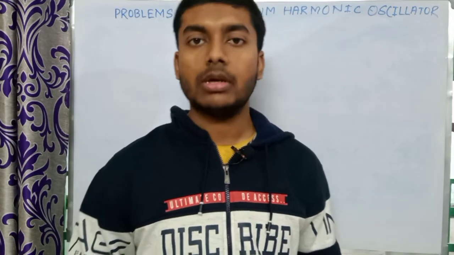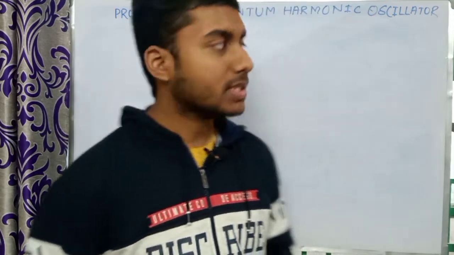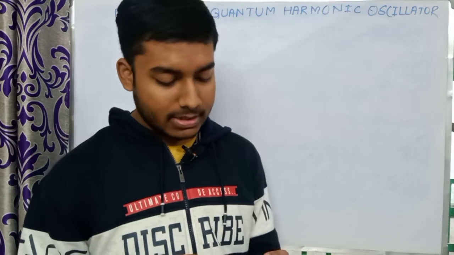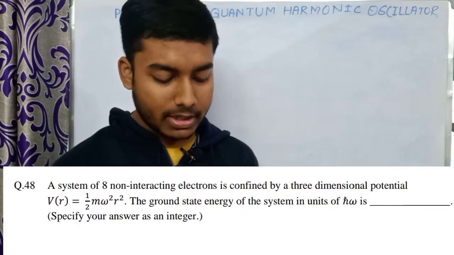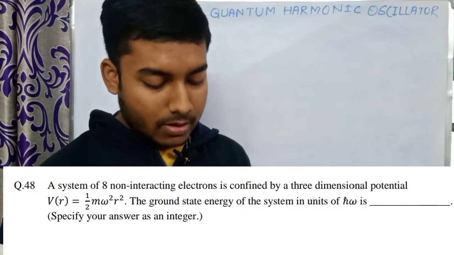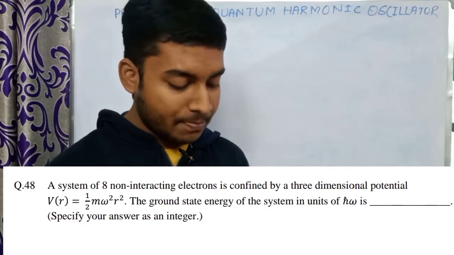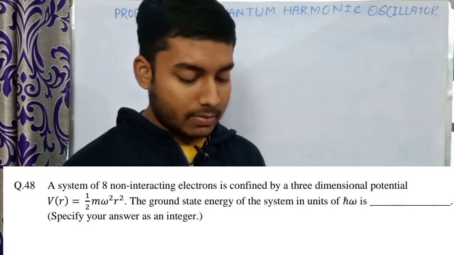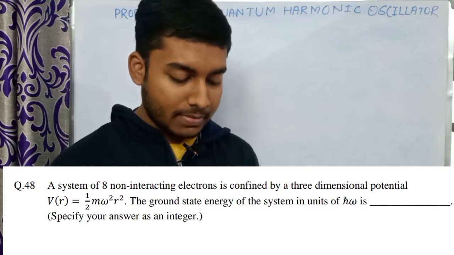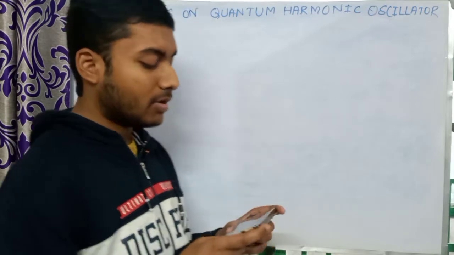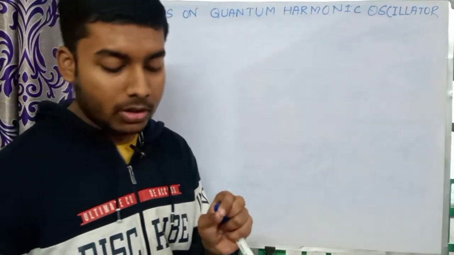Today in this video I will discuss two very important problems on quantum mechanics. First one is from a quantum harmonic oscillator. The problem says that a system of 8 non-interacting electrons is confined by a three-dimensional potential, 1/2 m omega square r square, and the ground state energy of the system in units of h cut omega. So we have to find the ground state energy of 8 non-interacting electrons.